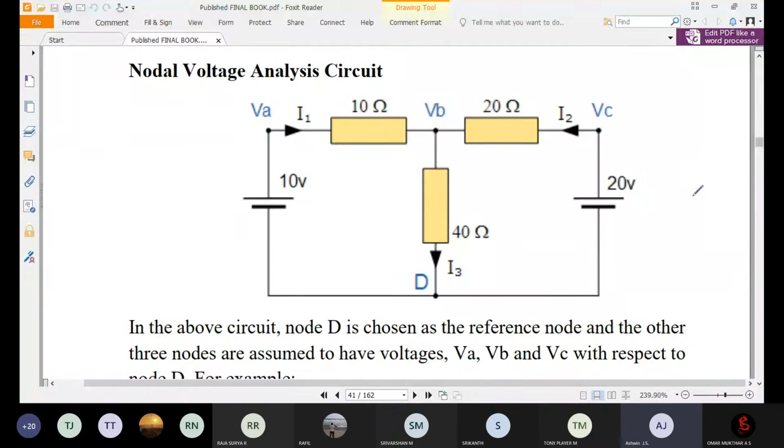Can you see the diagram? Yes, sir. So this is another methodology to find the current. You can use the loop method or mesh analysis in order to find that current. Otherwise, you can use the node also. In some cases, node analysis will be easier. In some cases, mesh analysis will be easier.